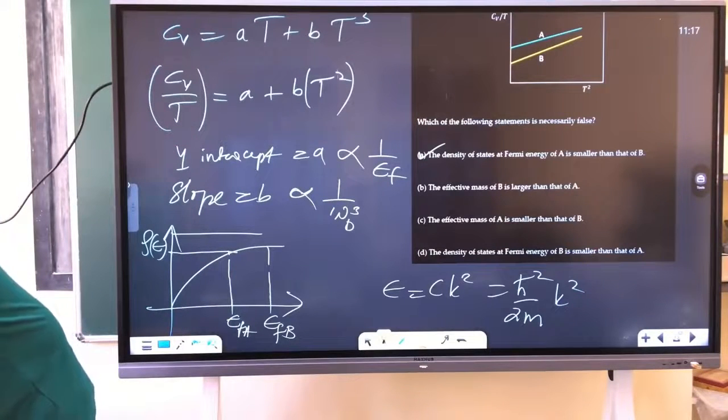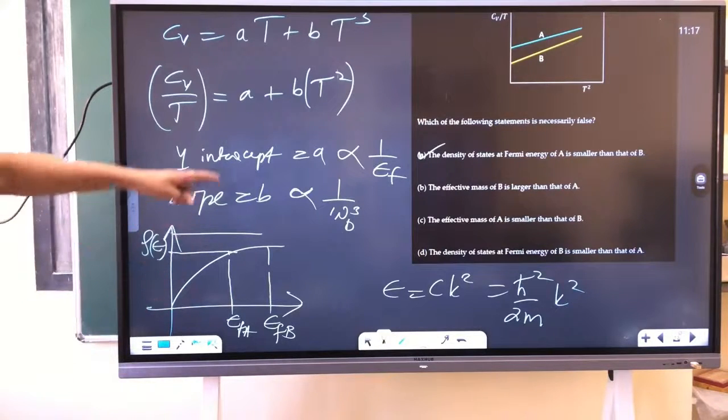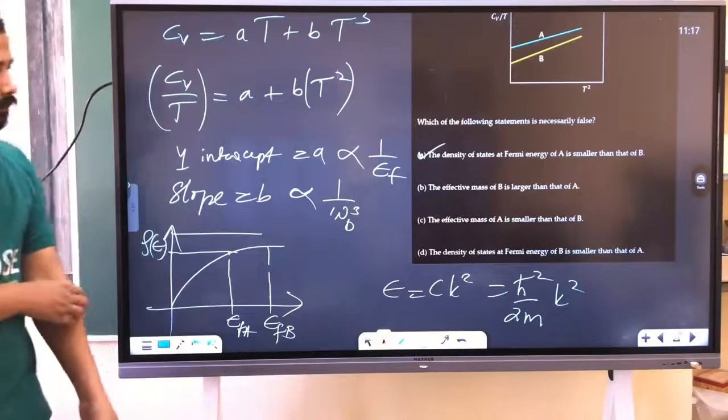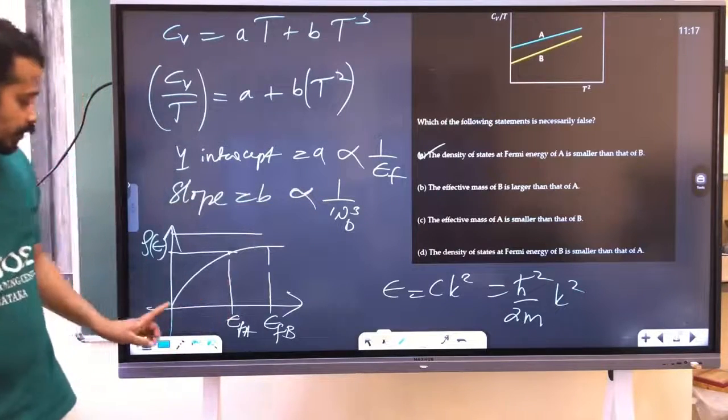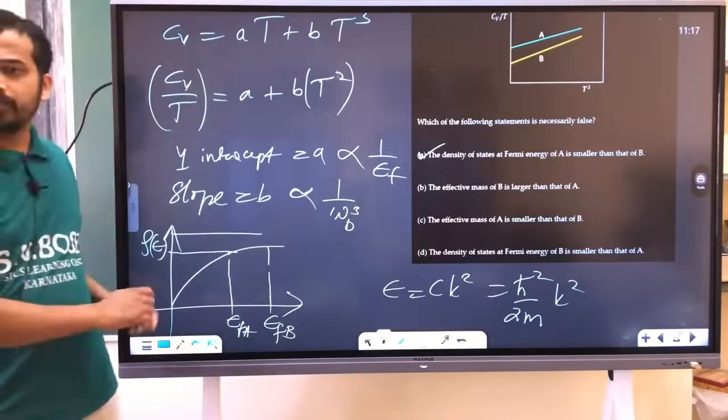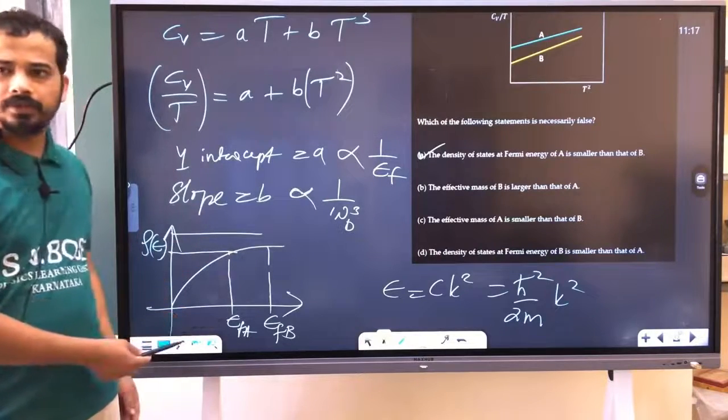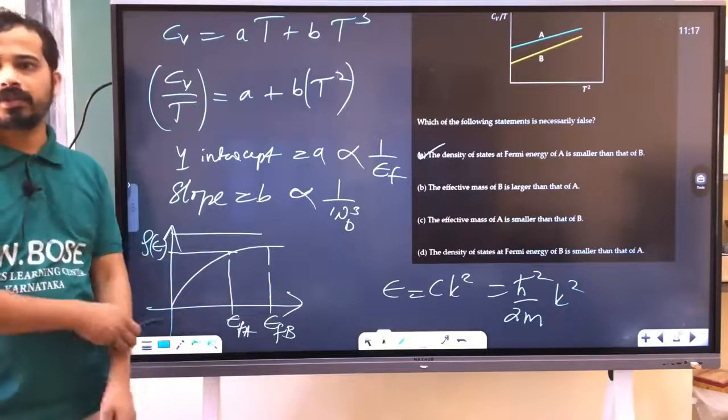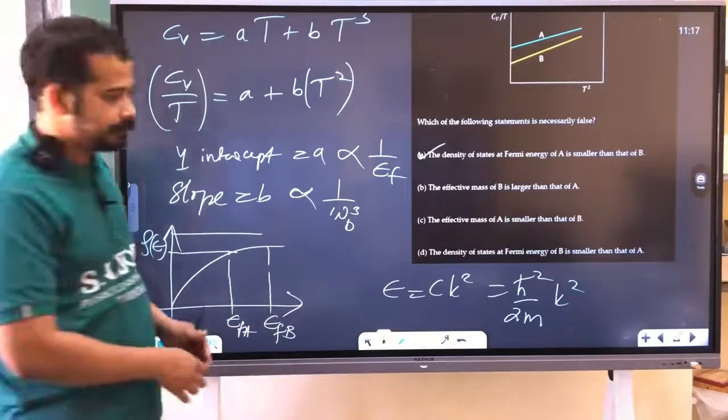So, Indrajit, did you reply? Given answer is option A. Option A is right. I also got this. You got my point. I think I have given some question: plot rho of E versus E, and you just point out EF. That's it.